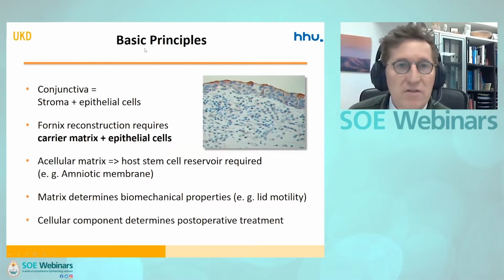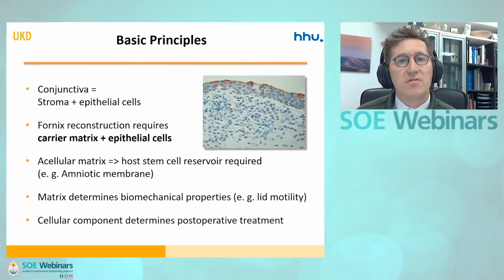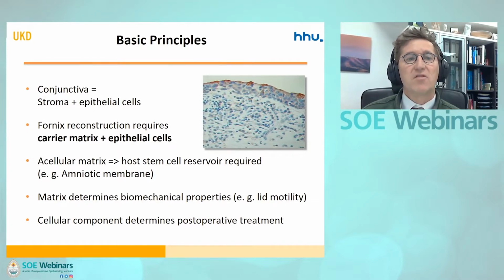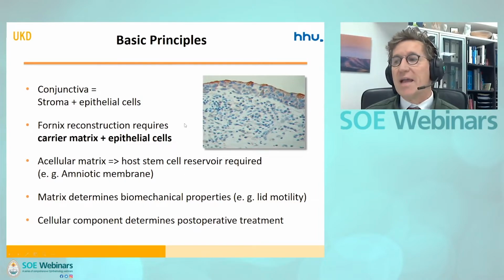So when we want to reconstruct the conjunctiva and we want to use graft materials, the basic principle we need to remind ourselves of is that the conjunctiva consists of stroma and epithelial cells lining its surface. For fornix reconstruction, we therefore need such a stromal carrier matrix, which is lined by epithelial cells. If we have an acellular matrix, we need host stem cells, a reservoir, for example, on an amniotic membrane to maintain a stable conjunctival surface in the long run.